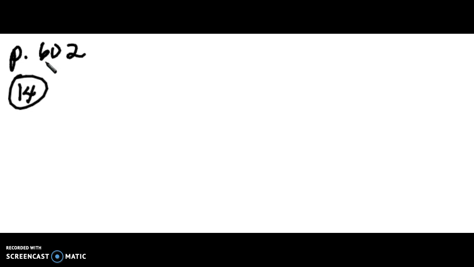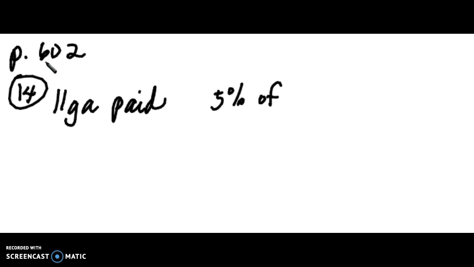Number 14 says Ilga purchased a new computer on a monthly purchase plan. The computer sold for $1,495. Ilga paid 5% down and $64 a month for 24 months. Part A, what finance charge did Ilga pay? So let's first talk about how much money Ilga paid out of pocket. So she paid a down payment, and the down payment was 5% of the selling price for the computer. So we want to determine what 5% of $1,495 is.